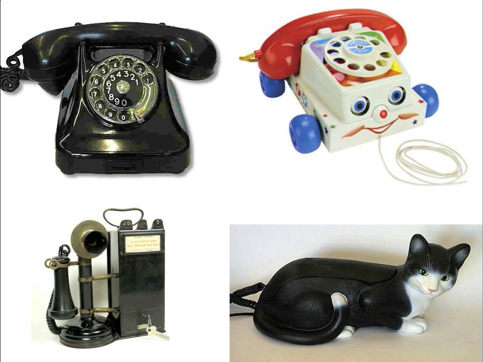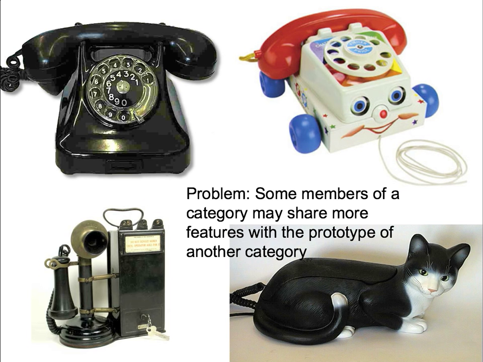But some of these things have some features in common that make them phone-like. And that might tie them together into this concept of a prototype phone. So one of the problems with both the classical and the prototype view is that some members of a category may share more features with the prototype of another category, like the cat.